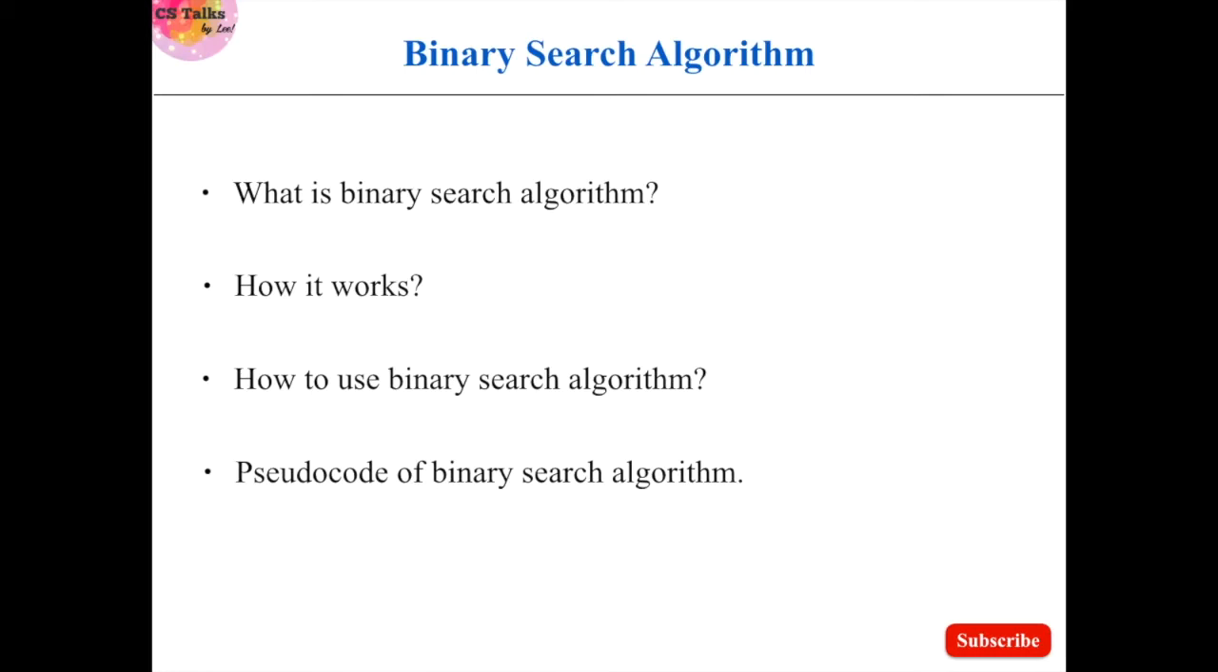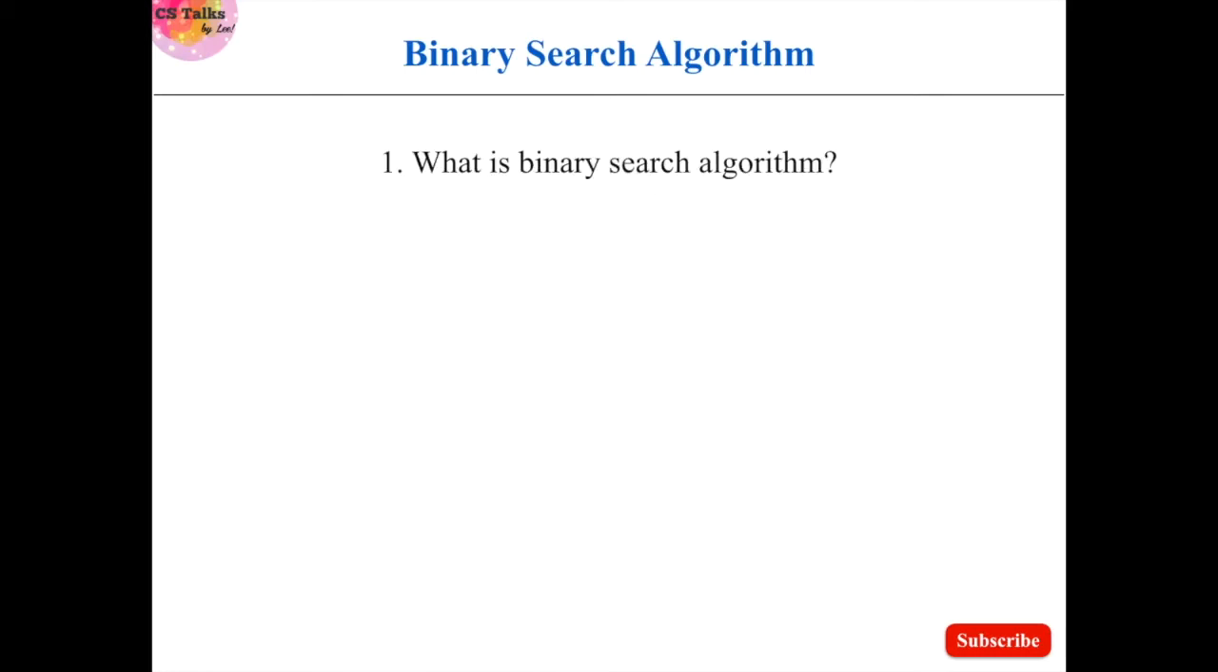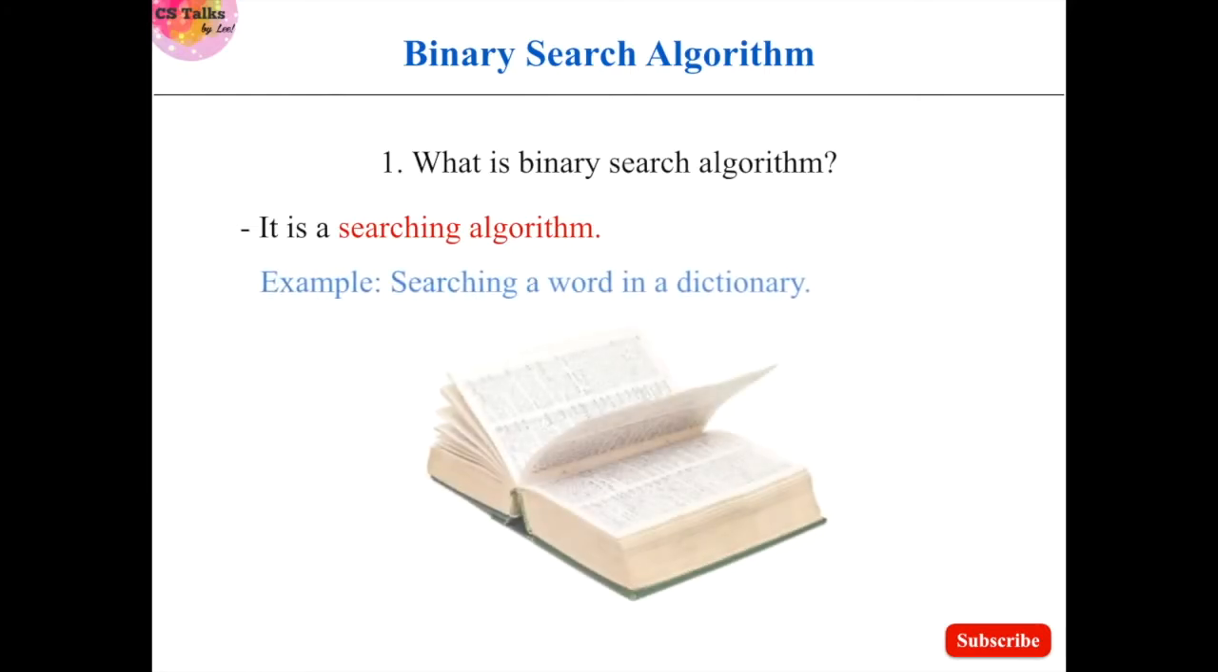Now let's see what is binary search algorithm. From the name itself, we can understand it is a kind of searching algorithm. Say for example, we want to search a word in a dictionary. Normally what we will do is we directly go to some approximate page, let's say middle page, and start searching from that page. If the searching word is present in that middle page, then the search is complete. If the searching word is present before the selected page, then apply the same process for the first half. Otherwise, apply the same process to the second half.